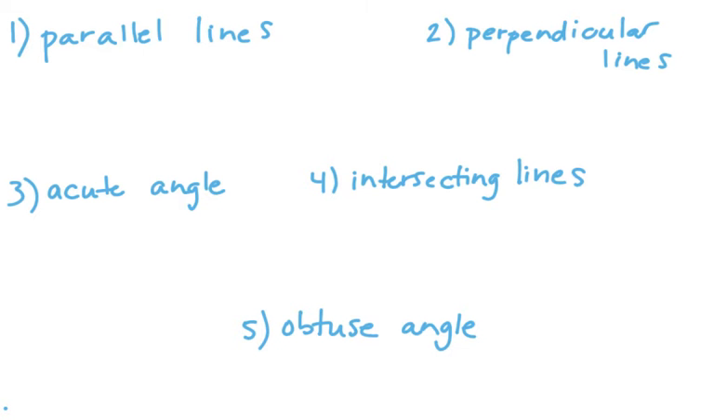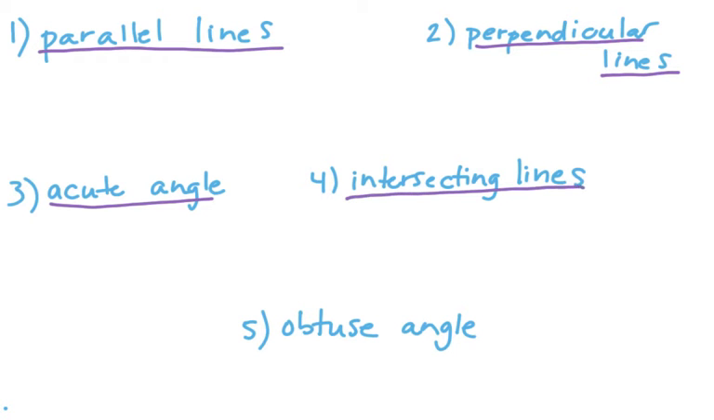So on your whiteboard, I would like you to draw parallel lines. So look at number 1. Next to number 1, you don't have to write the word, but go ahead and draw parallel lines. Number 2, perpendicular lines. Number 3, an acute angle. Number 4, intersecting lines. And number 5, an obtuse angle. Go ahead and take a moment, pause the video, and draw these 5 things.